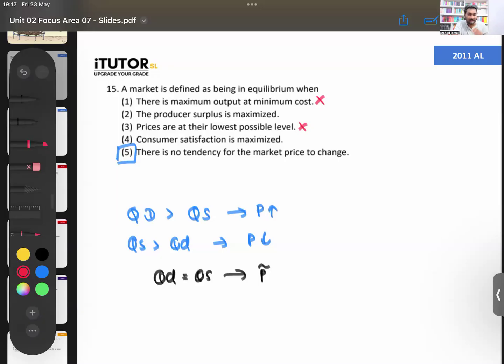Correct. But in general, if you take the normal demand and supply curve, if it's at equilibrium, then there is no tendency for it to change. So the answer is number 5.